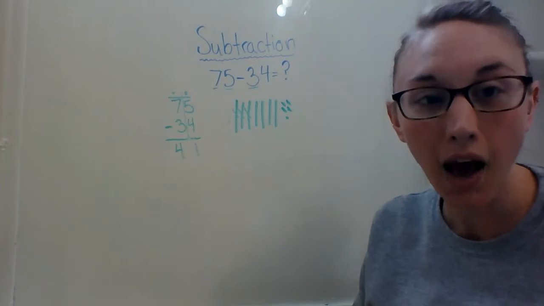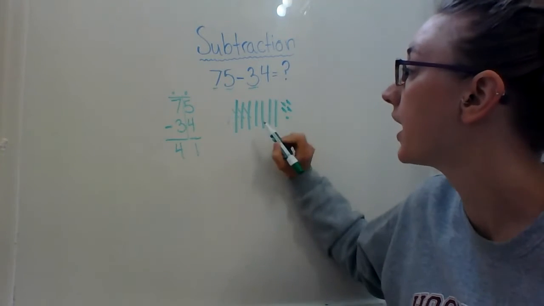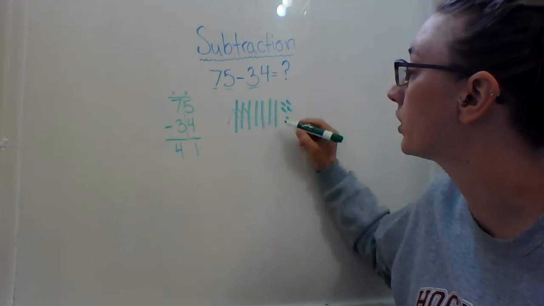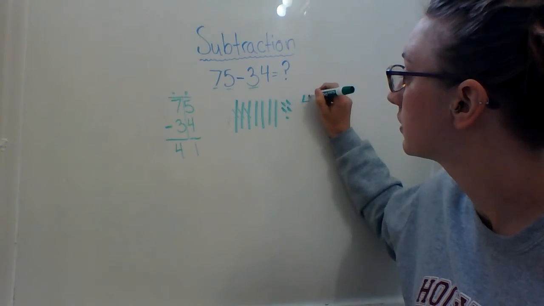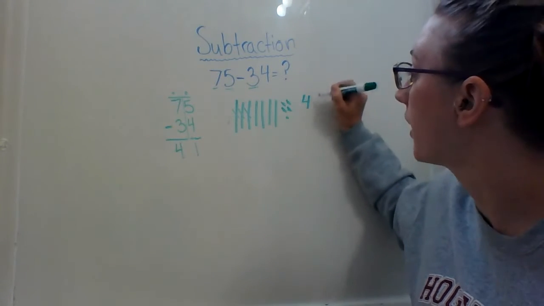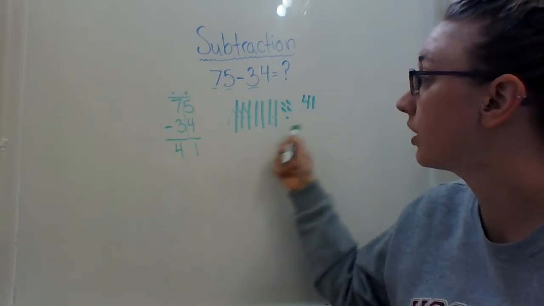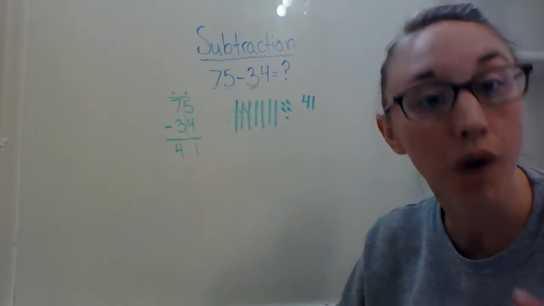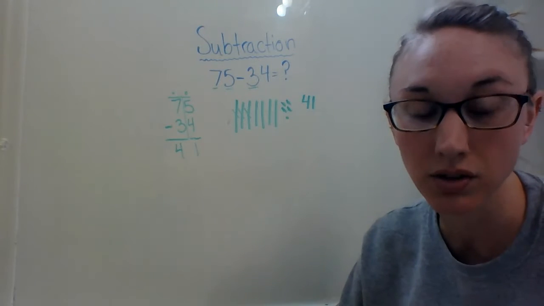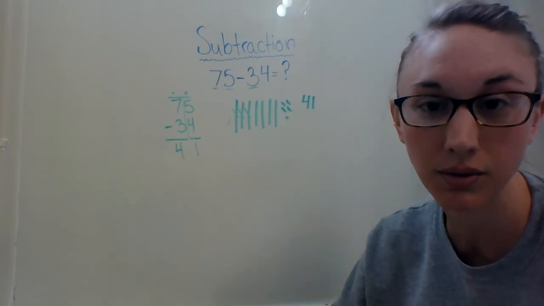Okay, now I count up what I have left. I have 1, 2, 3, 4 tens and 1 one left. So I'm left with 41. These two numbers match, which tells me that they're probably correct. I can double check my answers by using two different strategies, okay?